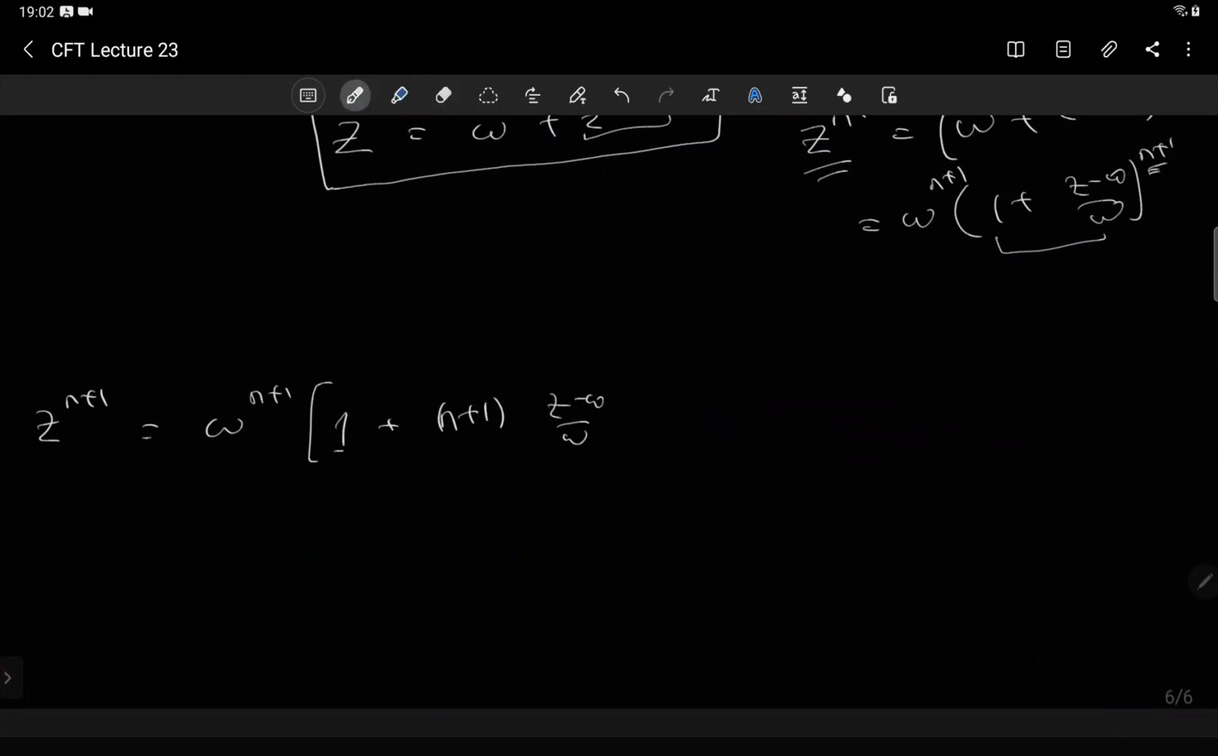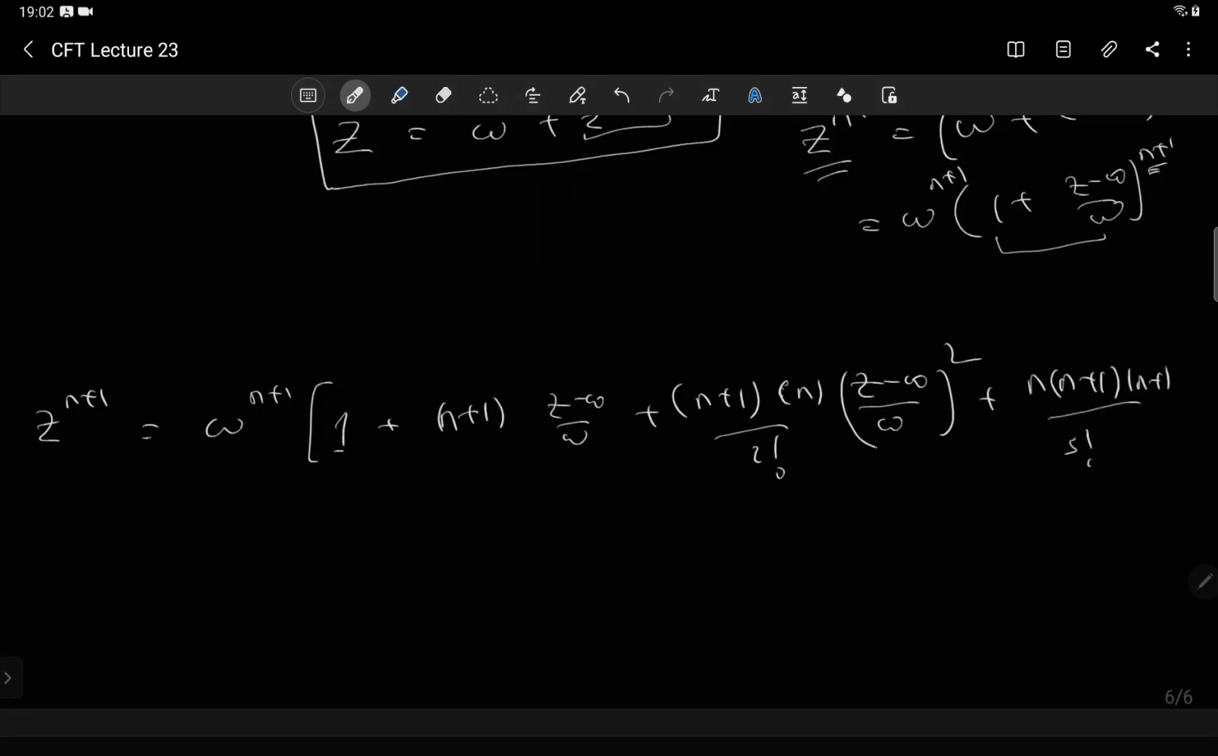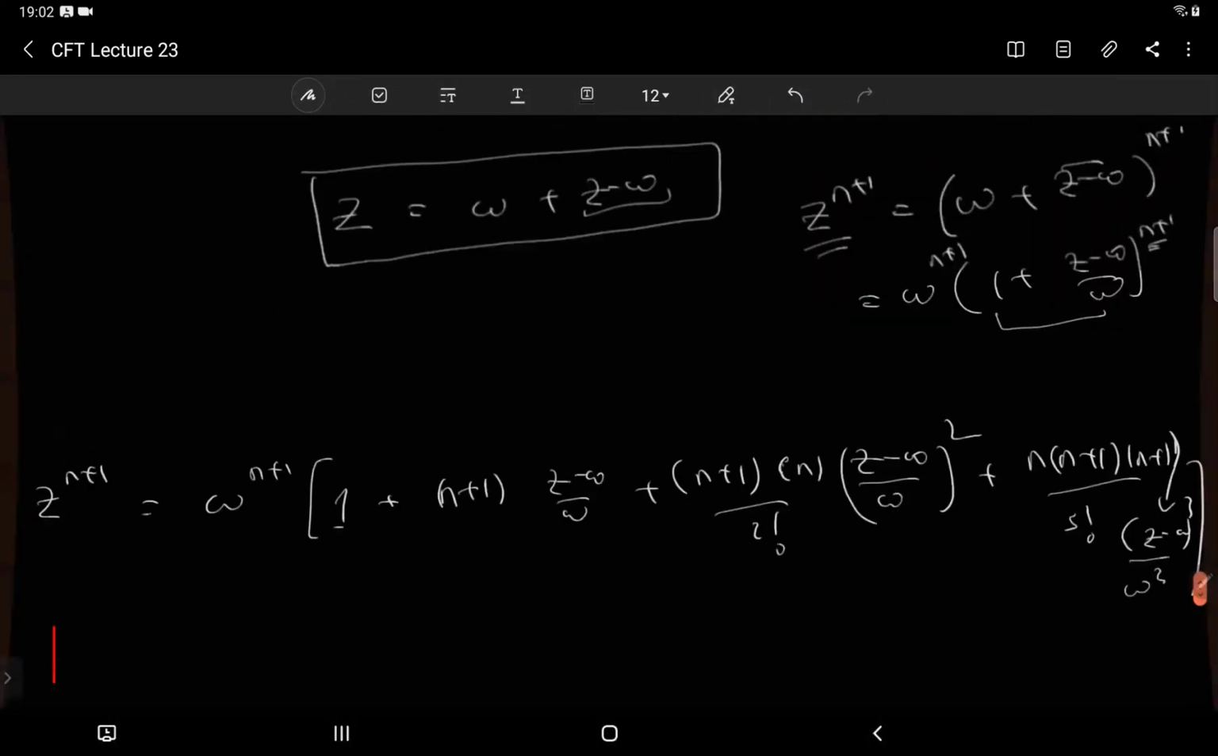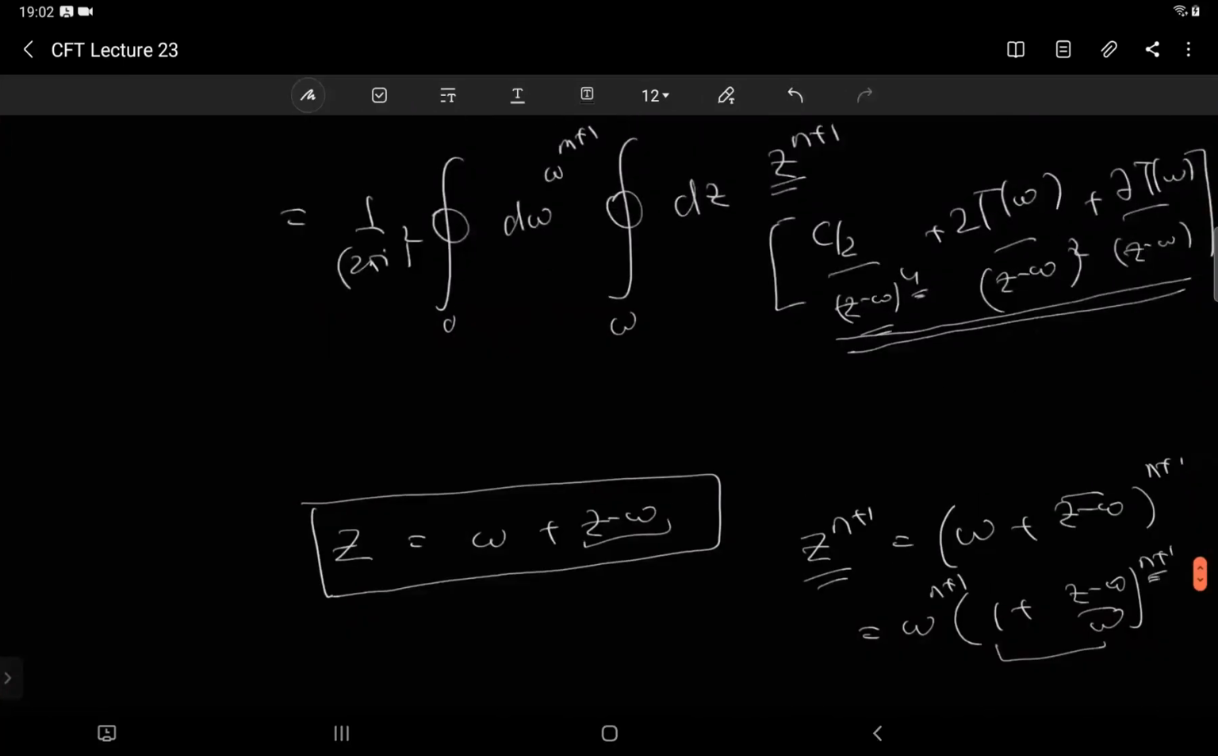So the first term is 1, then you have this term, then you have n plus 1 into n by 2 factorial into z minus omega by omega the whole square. And the last term that we need is n into n plus 1 into n minus 1 by 3 factorial into z minus omega the whole cube over omega cube, right? Other terms we don't need, because we only have z minus omega to the 4 in the denominator. Okay.